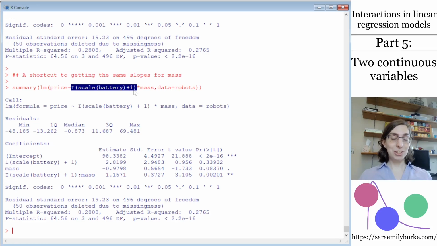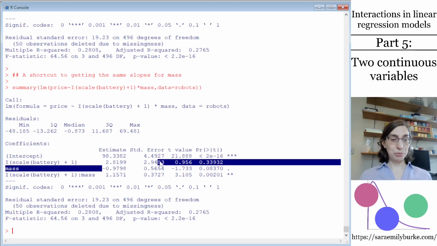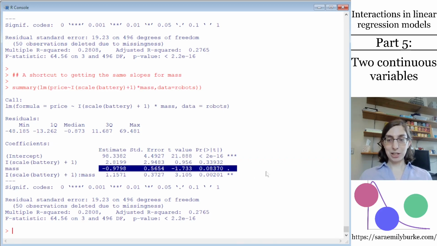Remember, adding a standard deviation shifts all the values up so that they fall to the right of the y-axis, or most of them do, and the intercept lies at 1 standard deviation below the mean. So this is a version of battery life where the reference point is 1 standard deviation below the mean. And when I let that variable interact with mass, I get the same slope for mass that I got when I had the more carefully prepared version of battery life.